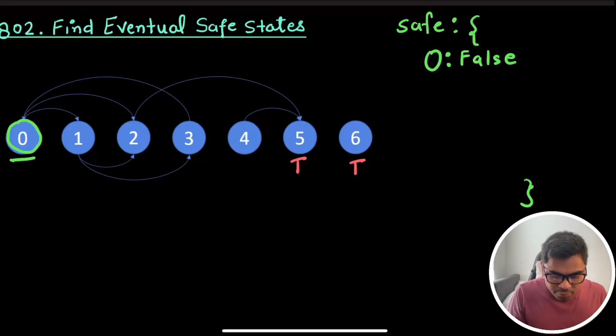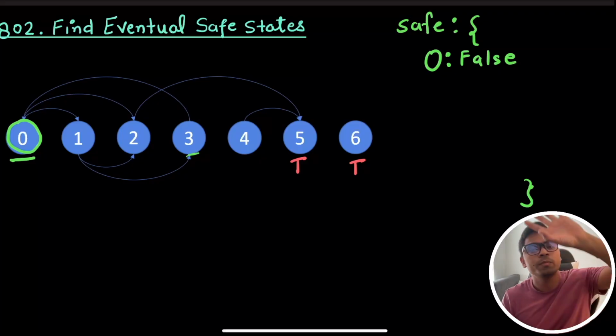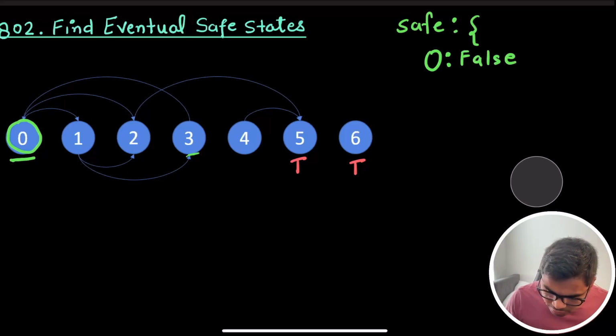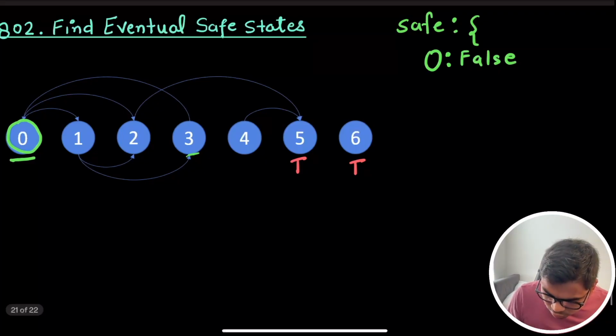So if we ever were to come back to 0, considering that 3 has 0 as its neighbor, and during that DFS we are trying to check 0 as its neighbor, trying to visit it, we'll check that in the safe dictionary, and then we'll return false. So temporarily I'm saying that this is basically false. 0 is not a safe node, so I'm mentioning it as false.